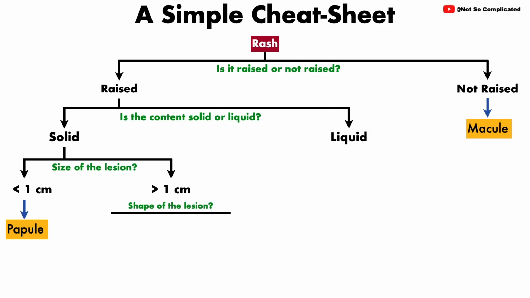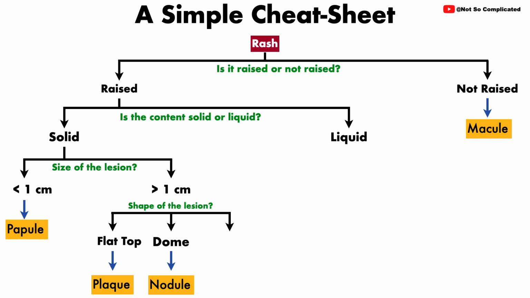The question is, what is the shape of the top of the lesion, alright? If it is flat top, that is a plaque, and if the shape is dome shaped, then it is a nodule. And if the lesion has a stalk-like appearance or projection, then it is a papilloma, alright. So that is how we wrap it up in solid content.